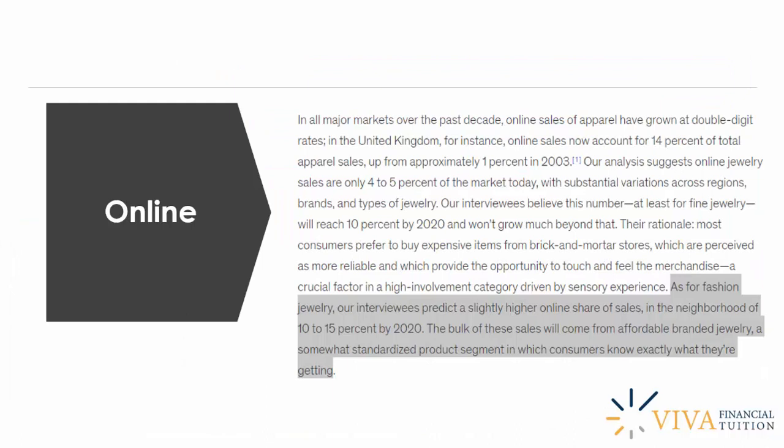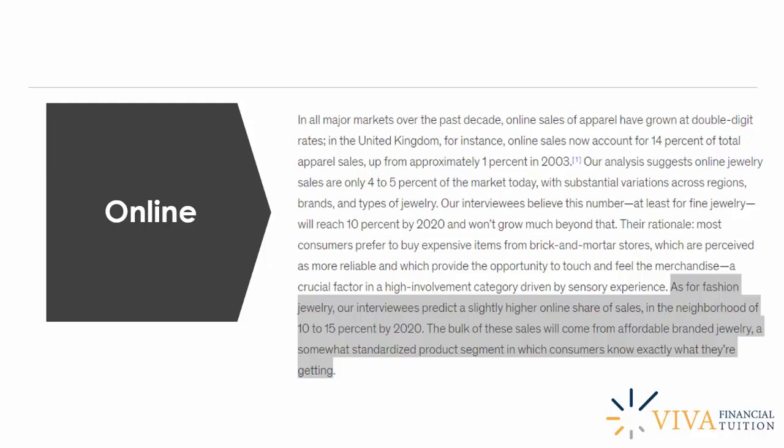Online, as we saw earlier, is increasingly important from the figures point of view, but let's look into it a little bit more qualitatively here. In all major markets over the past decade, online sales of apparel have grown at double-digit rates. In the UK, for instance, online sales now account for 14% of total apparel sales, up from approximately 1% in 2003, and that's already surpassed 14% by this year.